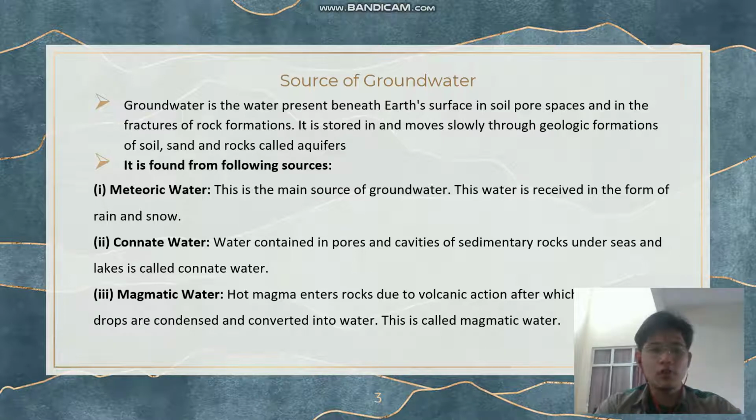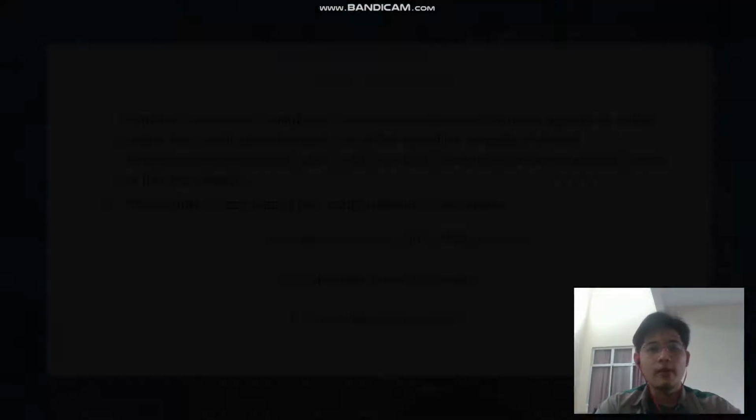First, meteoric water. It is the main source of groundwater. This water is received in the form of rain and snow. Second, condensed water. Water contained in pores and cavities of sedimentary rocks under seas and lakes is called condensed water. Third, magmatic water. Hot magma enters rock due to volcanic action, after which thick vapors in the rock are condensed and converted into water. It is called magmatic water.